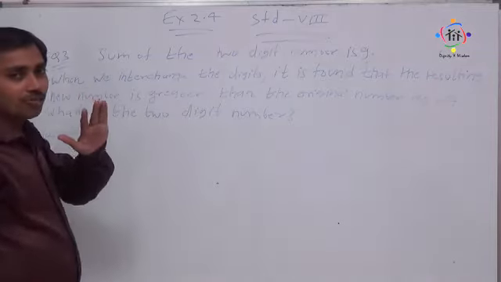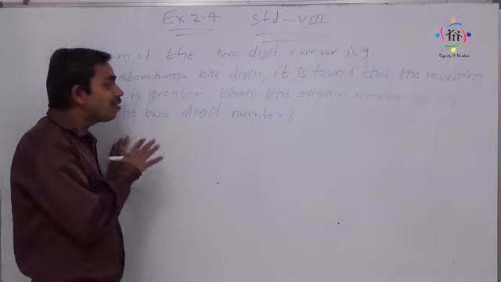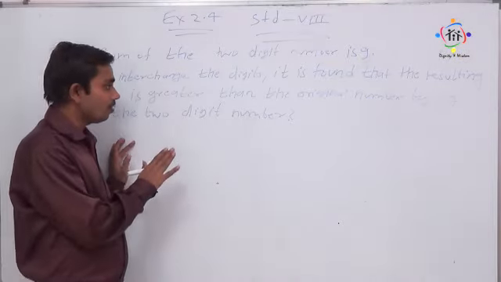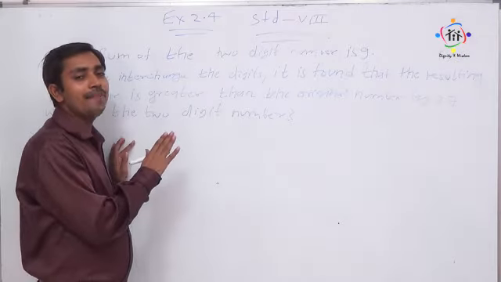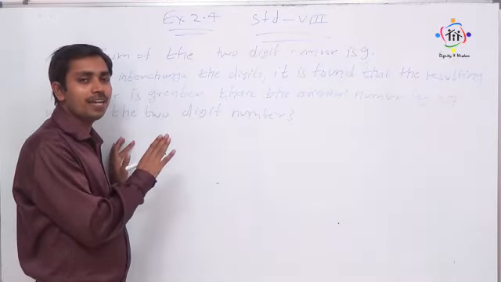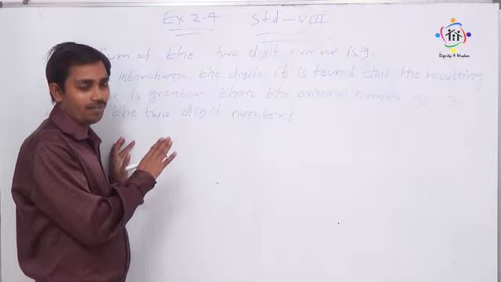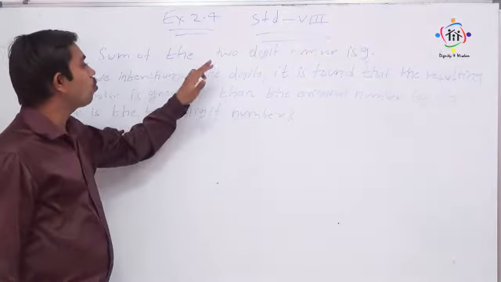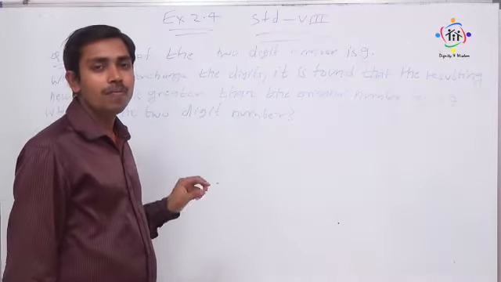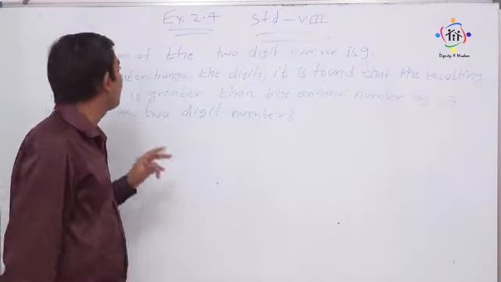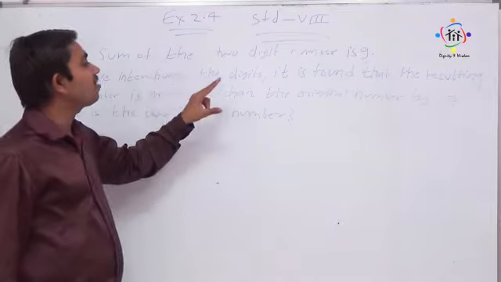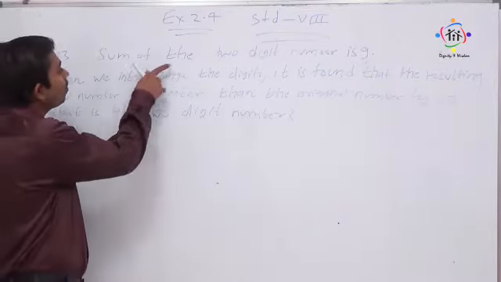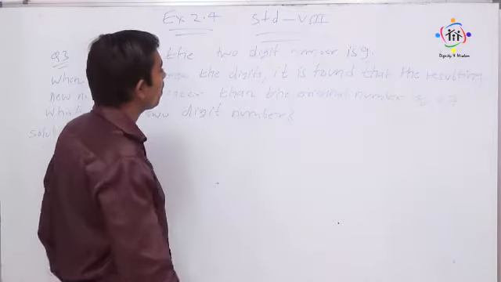Here, what is given, my dear students? First of all, let us understand properly the meaning of the sentence. Then we will be able to interpret it properly in mathematical terms. So let's see what is given. The sum of the two-digit number is 9. Means what?